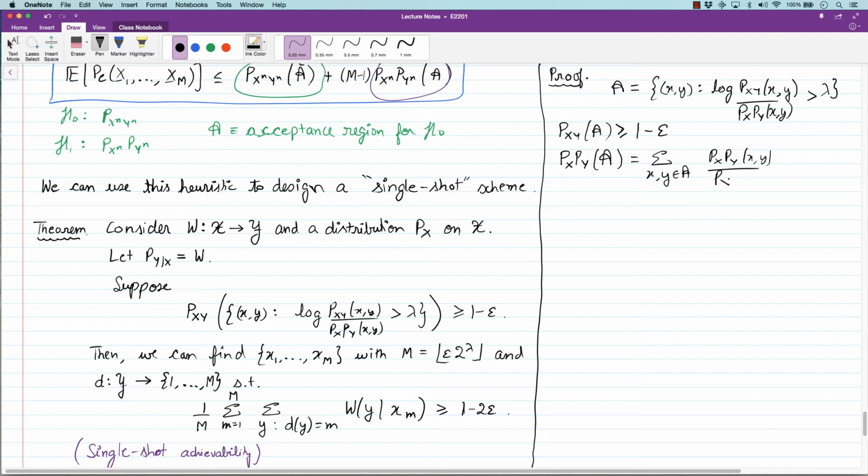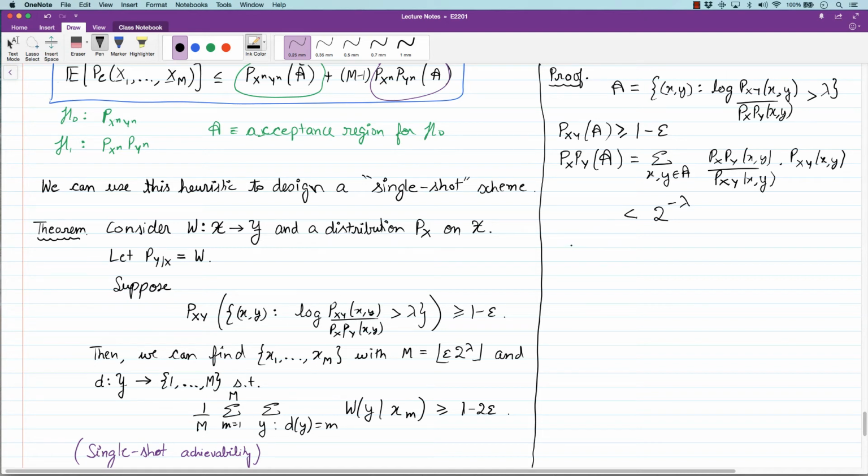So now we multiply and divide by pxpy. These calculations we have done earlier. The set is of the same kind that we had seen earlier in the proof of Stein's theorem. So note that over the set A, pxy by pxpy is greater than 2 to the power lambda. So each of these ratios is less than 2 to the power minus lambda, and then you have this part summing to some probability, so this is less than 2 to the power minus lambda, right?